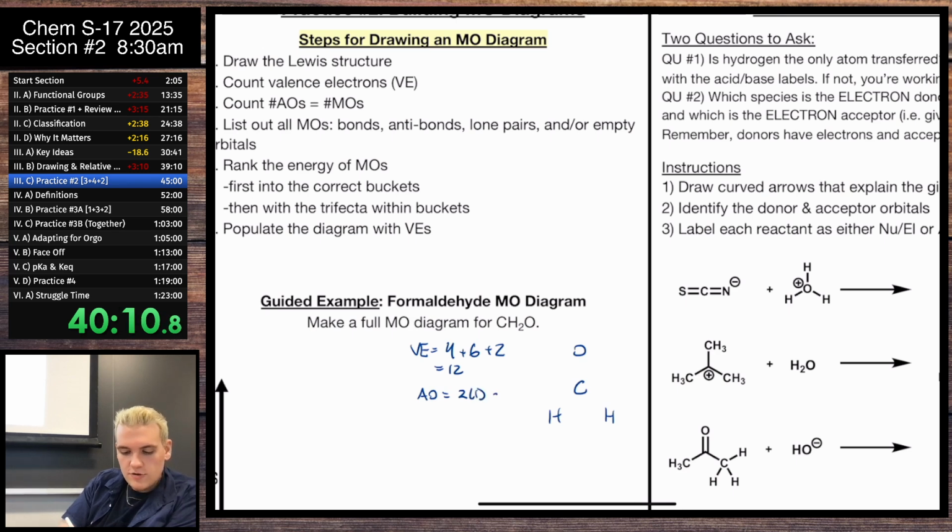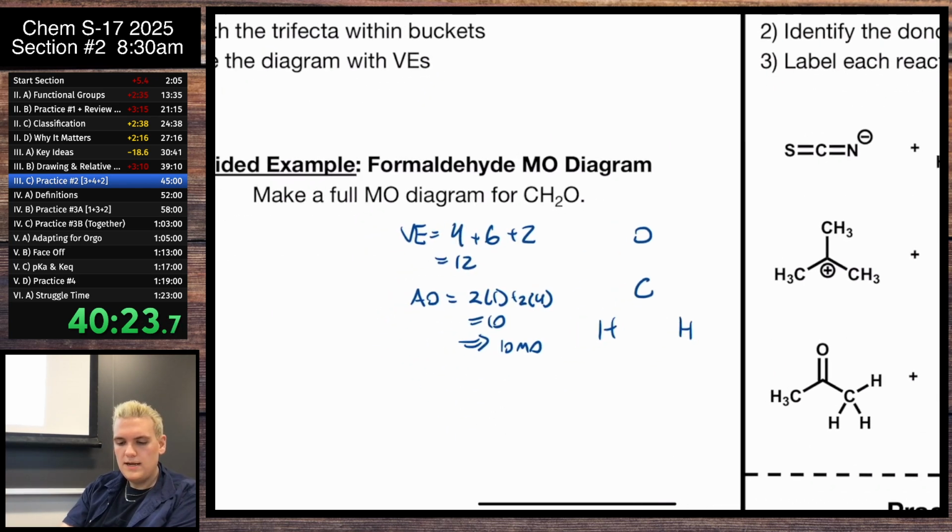And then we have 2 other atoms that contribute 4. So that's 2 plus 8, which is 10 atomic orbitals. So that means we have 10 molecular orbitals. Okay. So we need to flesh this out.